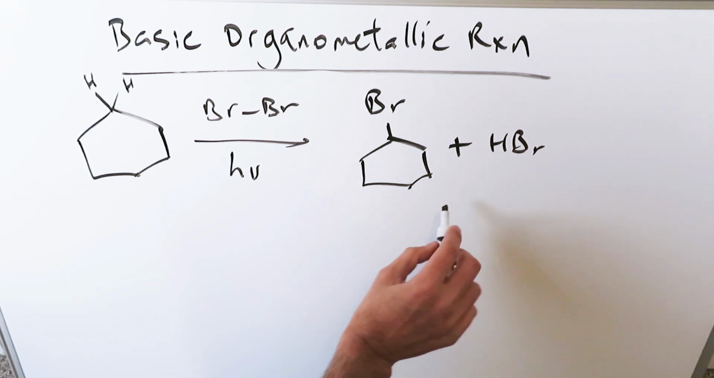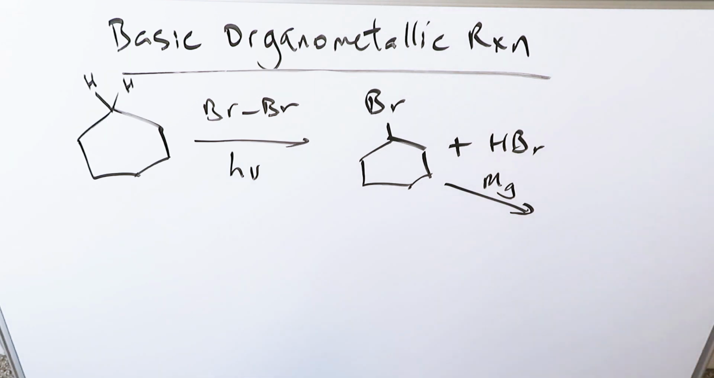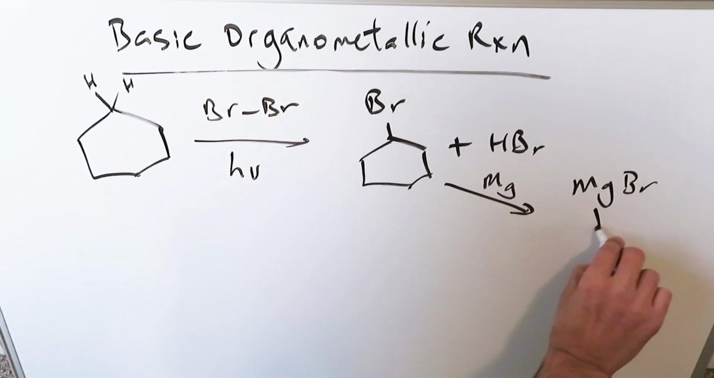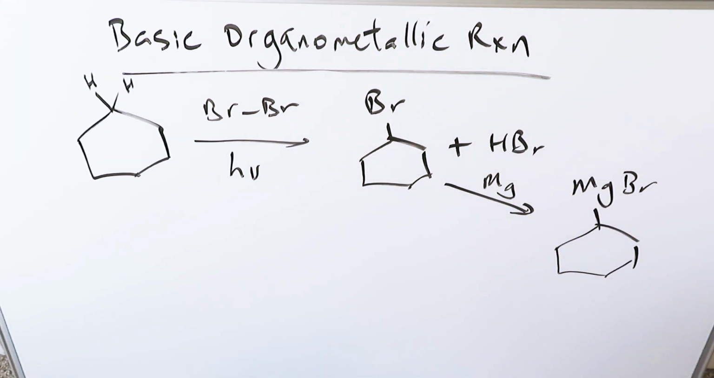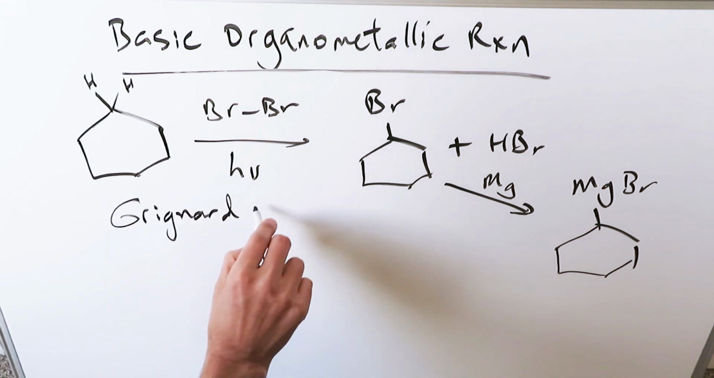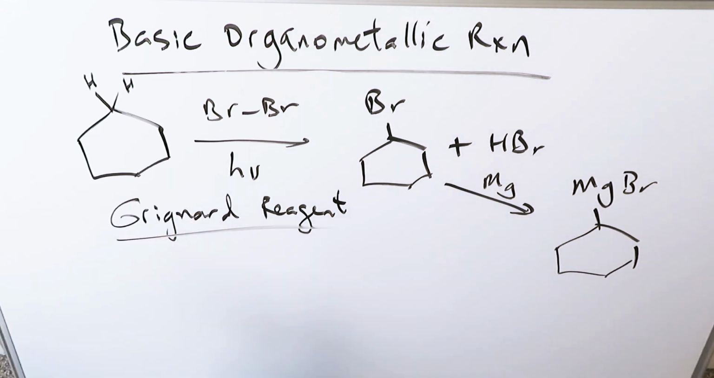This is what I'm interested in. What I'm going to do is attack this with magnesium. It's going to be my metal. The organometallic reagent will develop. When we do this, what are we generating? Cyclohexyl magnesium bromide. That right there is my organometallic reagent. But what is it specifically? It's called your Grignard reagent. This reagent, named after the person who invented it, is used for creating carbon-carbon bonds and alcohols.